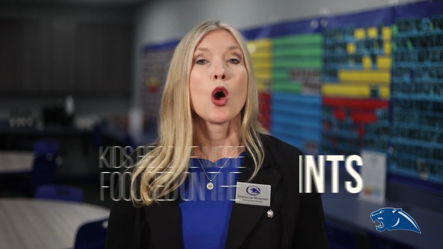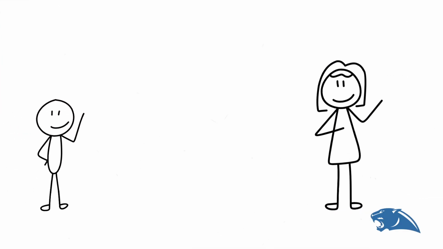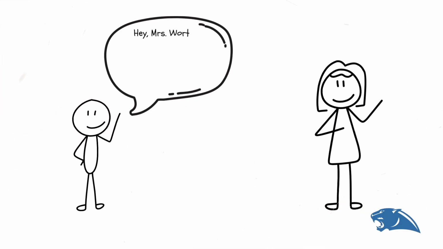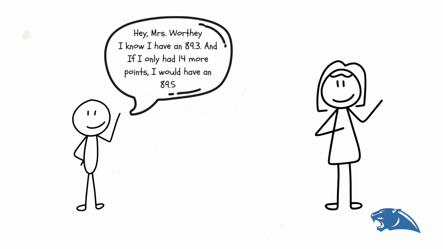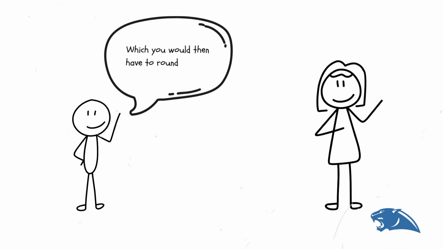So I think first of all, it's important to notice that in a system where we are identifying points, one of the things that occurs is that kids become more focused on the points than they do the learning. So a good example of this happens at the end of a 9 weeks or a semester when teachers would have students come up to them and say, "Hey, Mrs. Worthy, I know I have an 89.3, and if I only had 14 more points, I would have an 89.5, which you would then have to round to an A. What do I have to do to get 14 more points?"